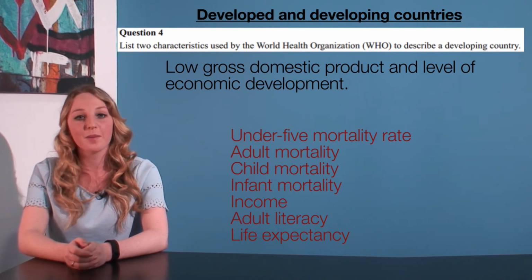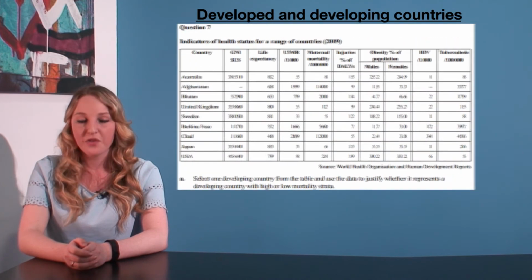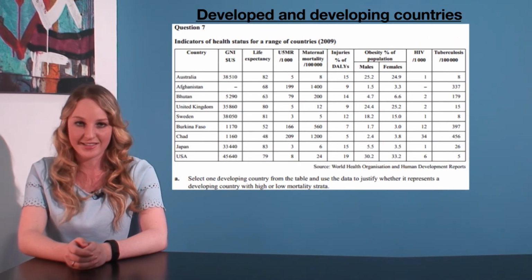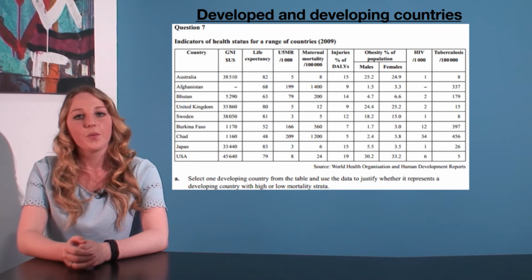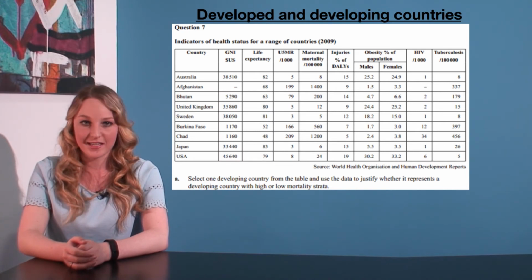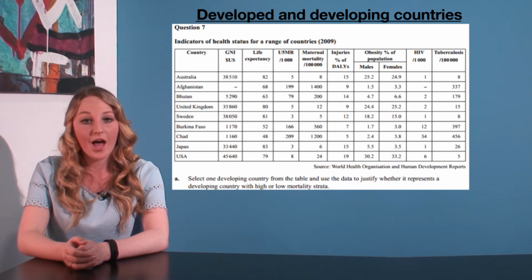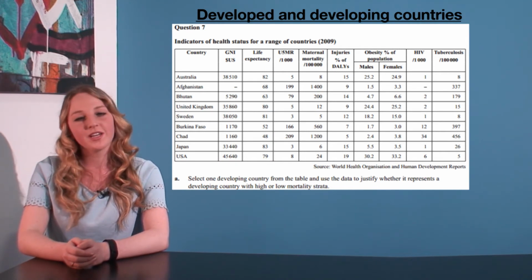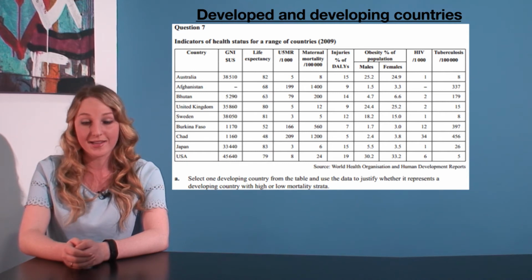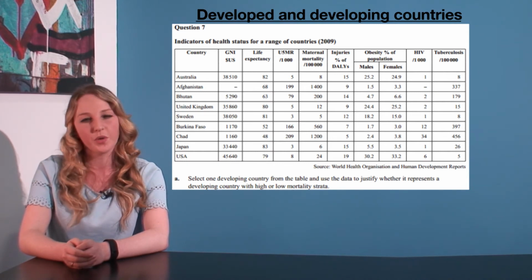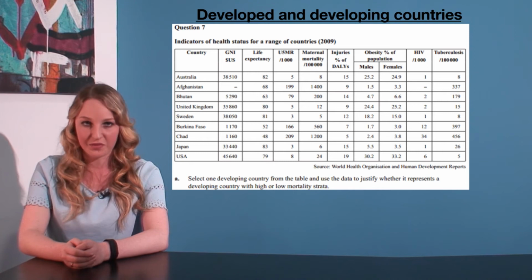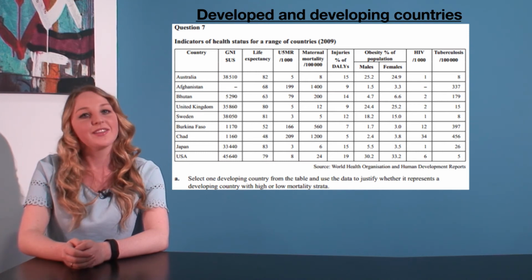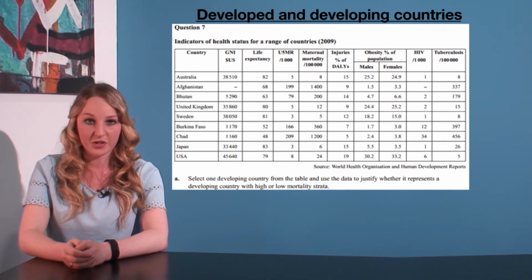You may also come across questions like this one from the 2012 VCE exam. Here, we have been given a set of statistics and we need to analyse whether countries are developed, high mortality developing, or low mortality developing. If you've not yet come across the World Health Organization's mortality strata, don't worry, we'll cover that in the following video. But for now, let's focus on the structure of the response.